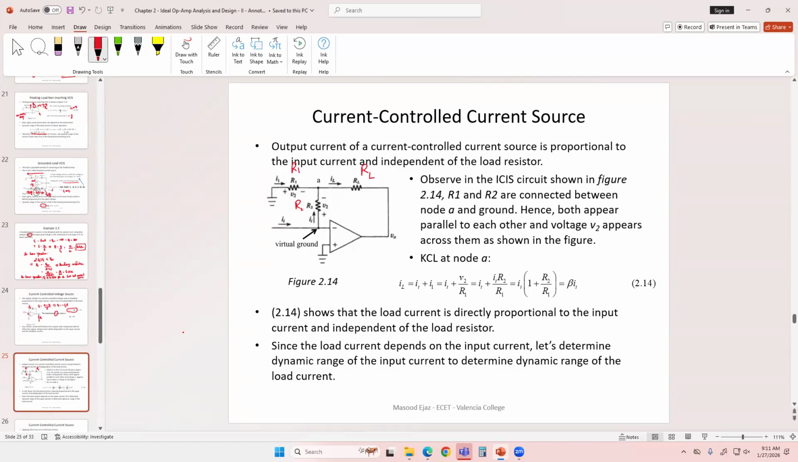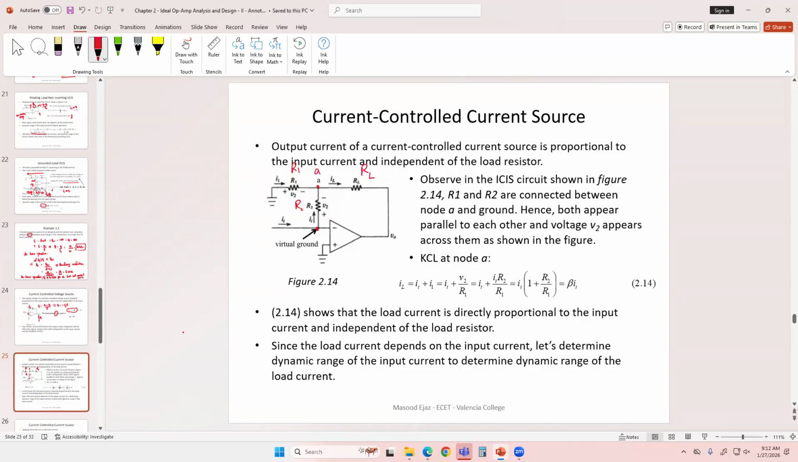R1 and R2 are connected between node A and ground, because this is virtual ground and this is node A. So R1 is connected between node A and the actual ground, and R2 is connected between node A and virtual ground. So in any case, both are connected between node A and ground. Hence, both R1 and R2 are going to appear to be parallel to each other because they're connected between the same nodes. One is connected at the actual ground, one is connected at the virtual ground, but the voltage of virtual ground or the actual ground, both are considered to be 0.